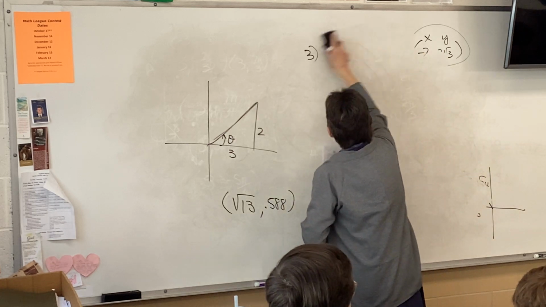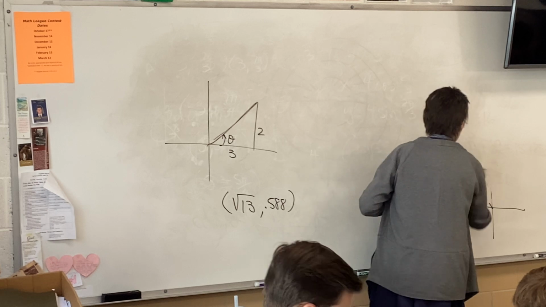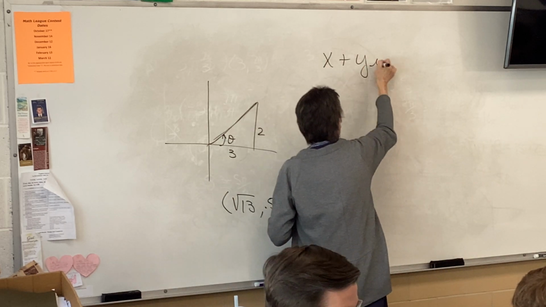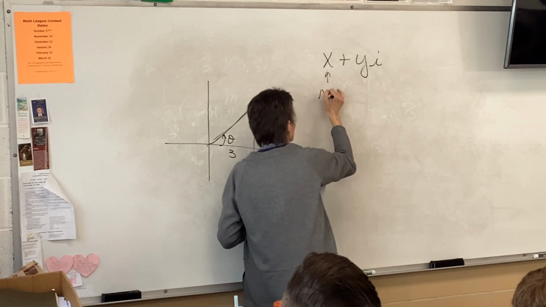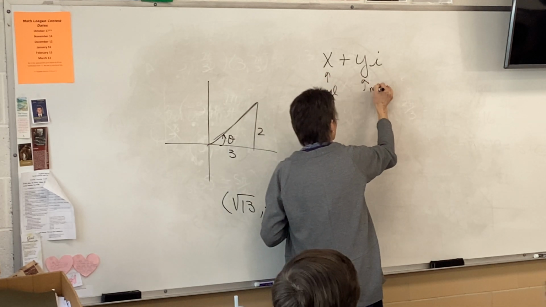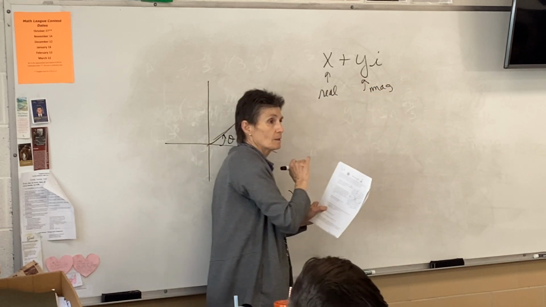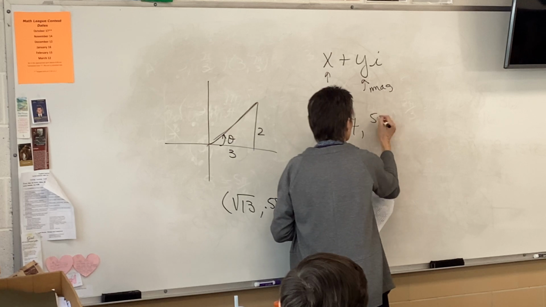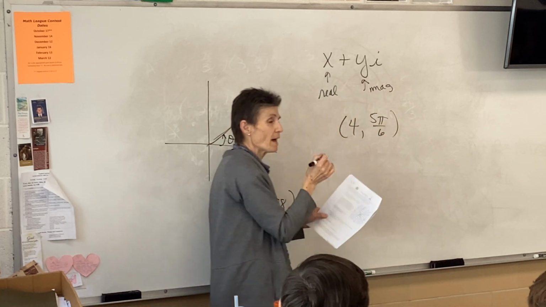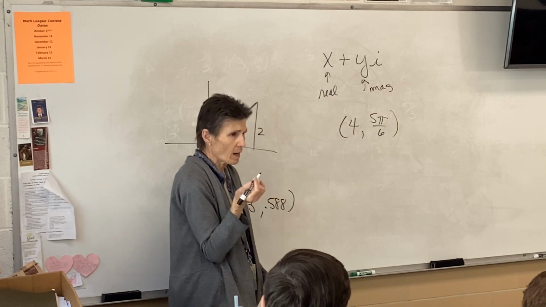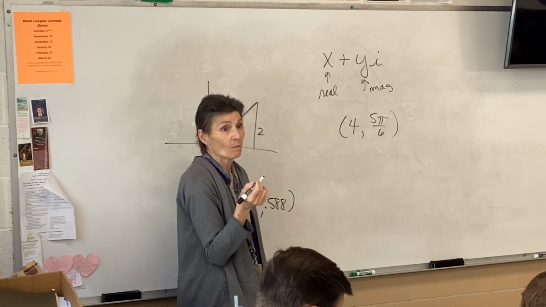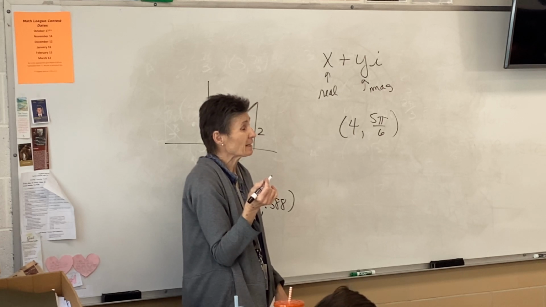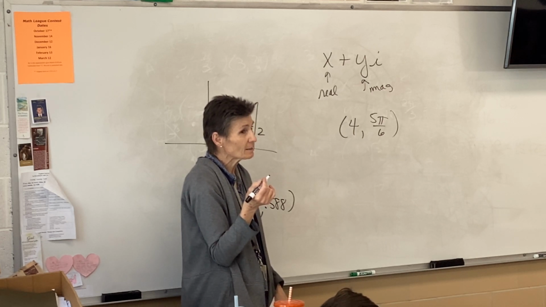Okay, now we need to be really careful about this, guys. X plus yi, this is real, this is imaginary. Now, what do you have with 4 comma 5 pi over 6? What do you have there? Is that an X and a Y? No, it's not. Can I get an X and a Y out of that?